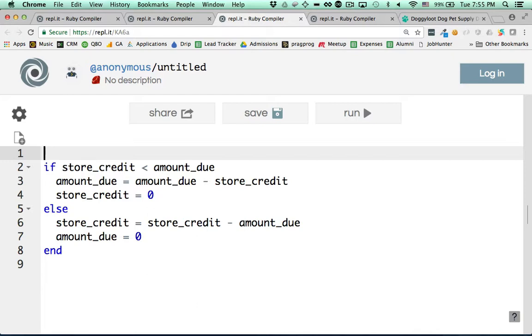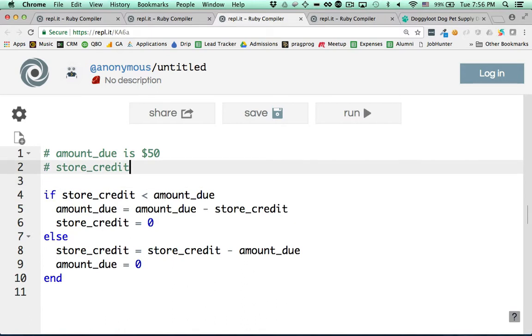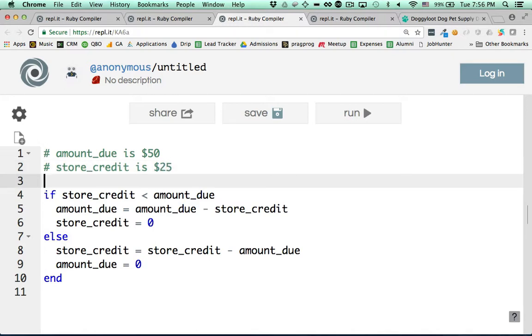So let's say that you're purchasing that deal. The amount due is $50, because that's how much the psychic costs. But let's say you have some store credit, and your store credit is less than $50. Let's say it's only $25. So let's walk through this.